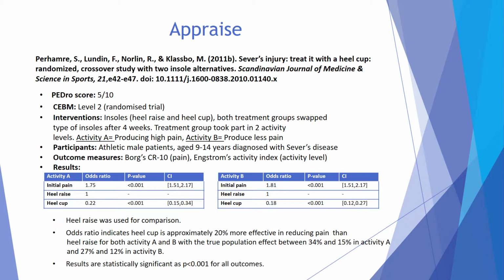The odds ratio indicates it is 20% more effective for use during both activity levels, with the true population effect between 34% and 15% in activity A and 27% and 12% in activity B. P is less than 0.001 for all outcomes, indicating statistical significance.